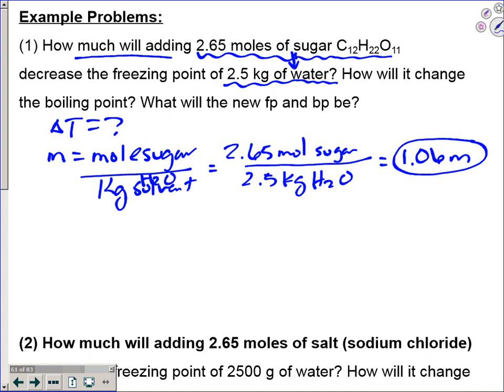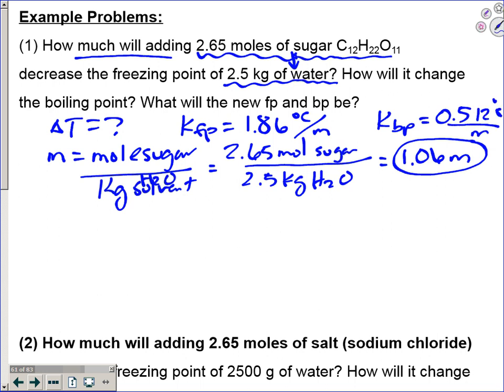I know what I'm looking for. What else do I know for my equation over here? Because I know the K, because I wrote down my constants, and there was a table in your textbook with that. So the K, let's do Kfp first. What's the Kfp, guys? Degrees C per molal. And what's the Kbp? Okay, degrees Celsius per molal. There we go. So those are just what you wrote down in your notes, just the last slide.